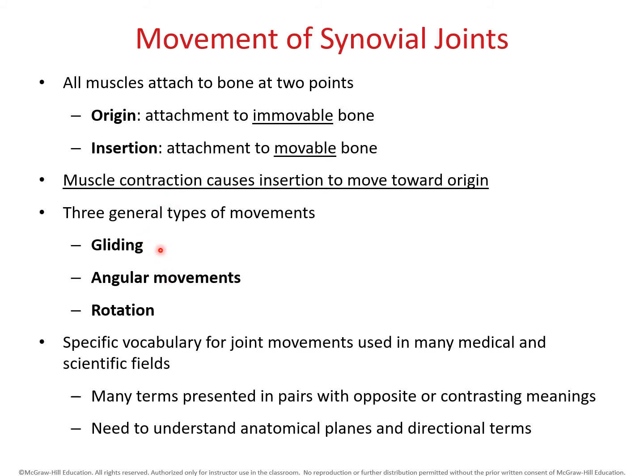So there are 3 main categories of types of movements that are permitted at synovial joints: gliding, angular movements, and rotation. Our main focus is going to be on angular movements. There are many more movements to understand in this category, but of course we will mention a little bit about the gliding and rotation movements as well.